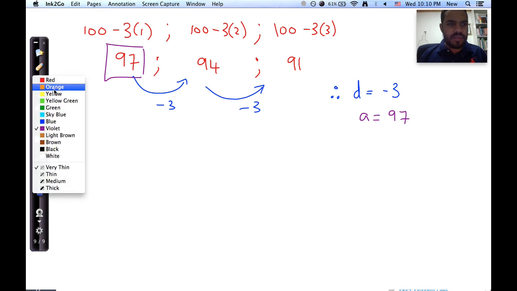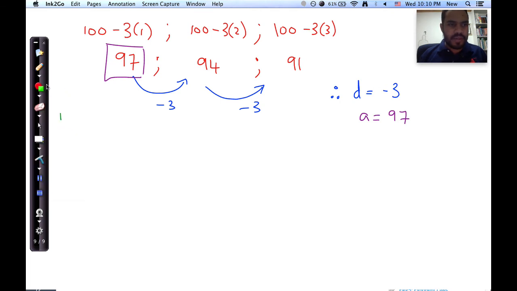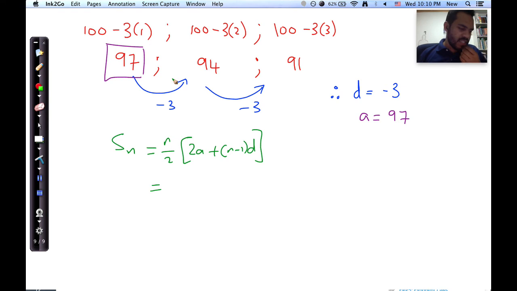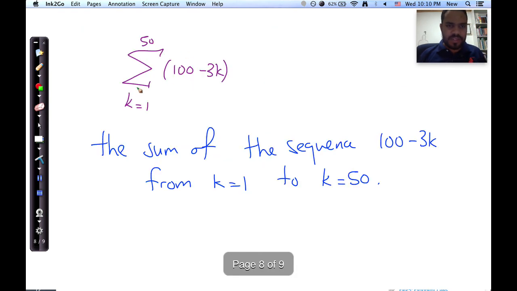Okay, so now when I write out my formula, in this formula, Sn, I don't have the last term, so I'm going to use the full length one. It's n over 2 multiplied by 2a plus n minus 1 multiplied by the difference. And so now I substitute it in. If I go to my question, they want the sum of the sequence 100 minus 3k from k equals 1 to k equals 50.